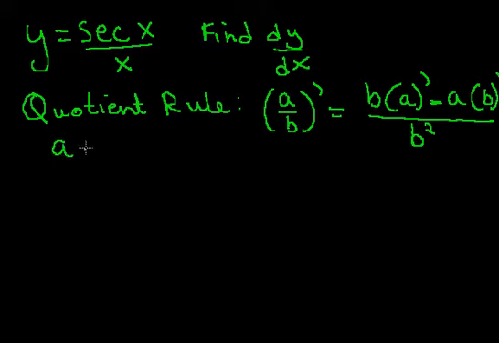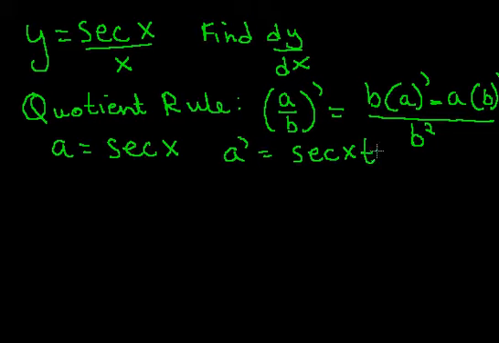So like I did before, I'm going to write down a equals the secant of x, because that's in the numerator. And so a prime equals the derivative of the secant of x, which is secant x tan x, or tangent x. And then we have b, which equals x, and b prime is just 1, because I use a power rule on this.